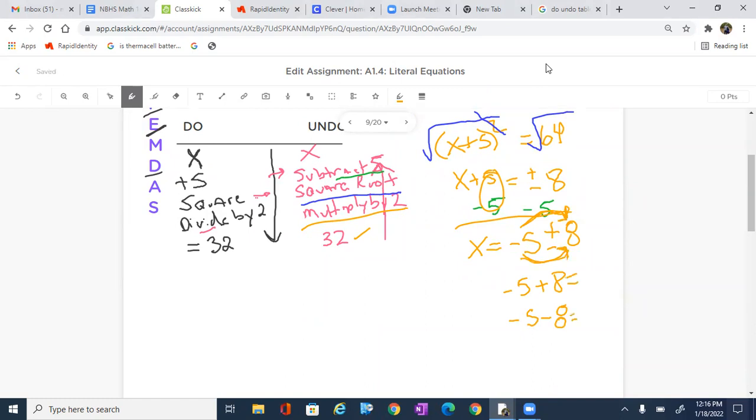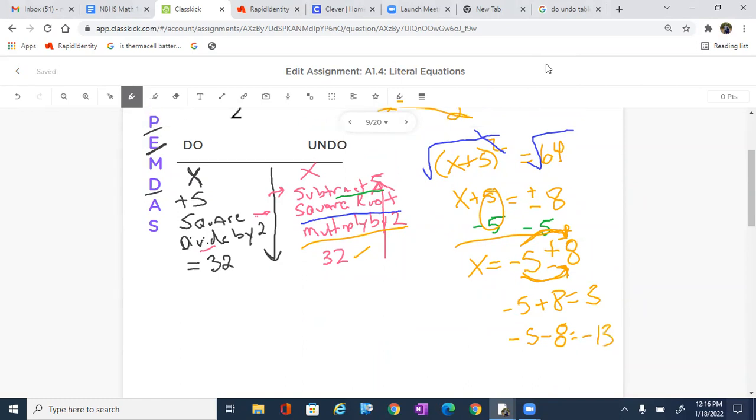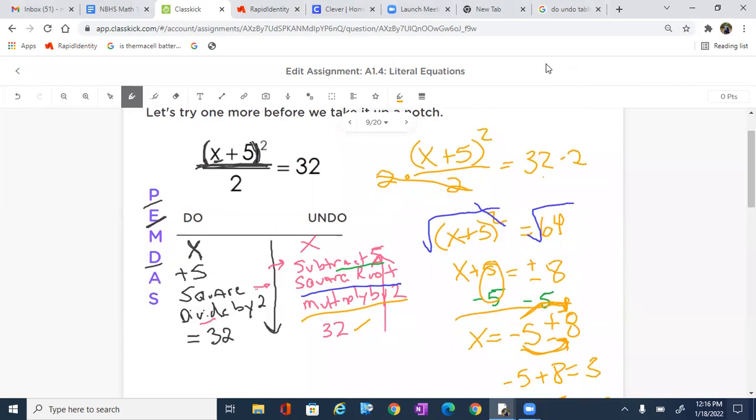So now we just write those two answers out. Negative 5 plus 8 is 3, and negative 5 minus 8 is negative 13. All right, I hope that helps you understand that do-undo table and solving when there are squares involved.